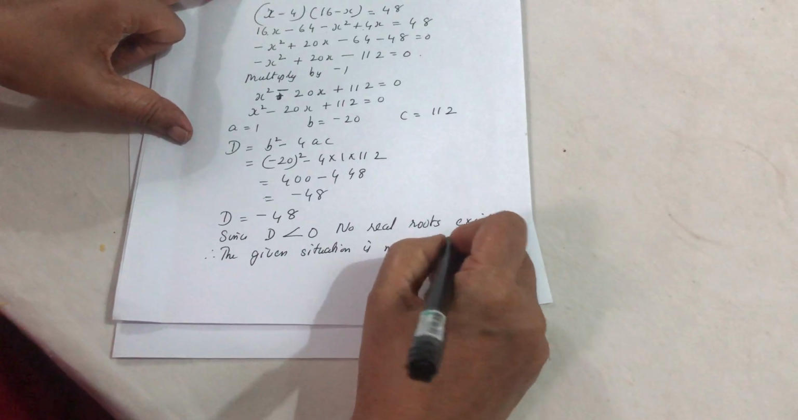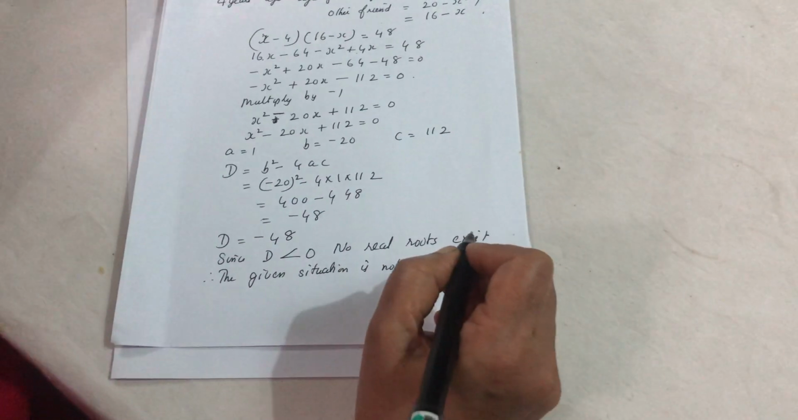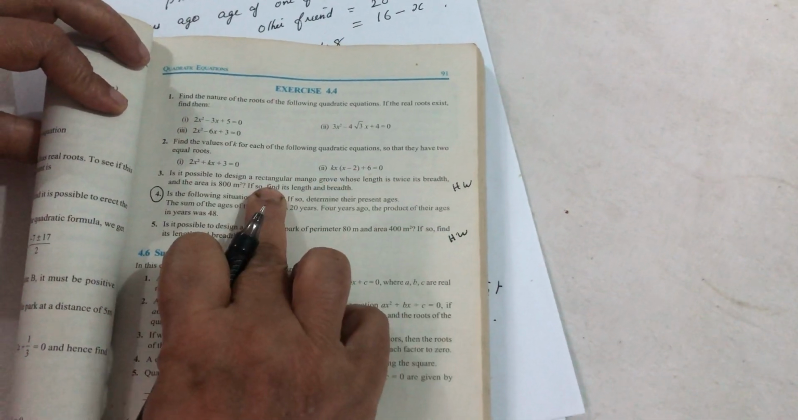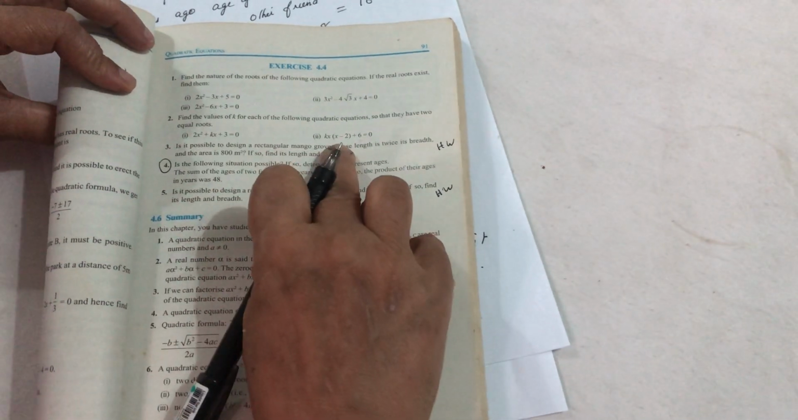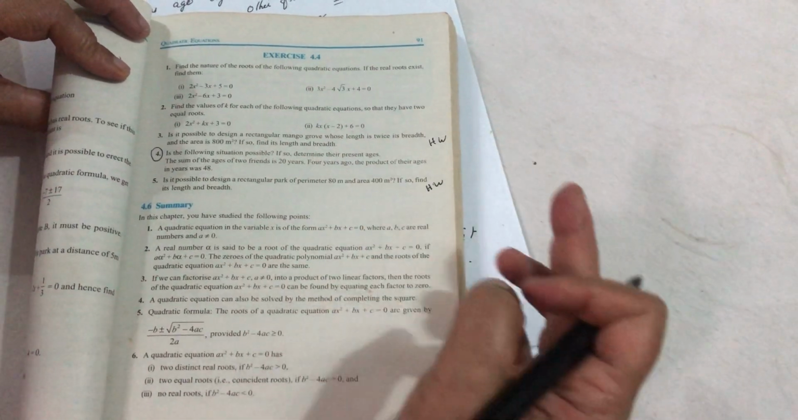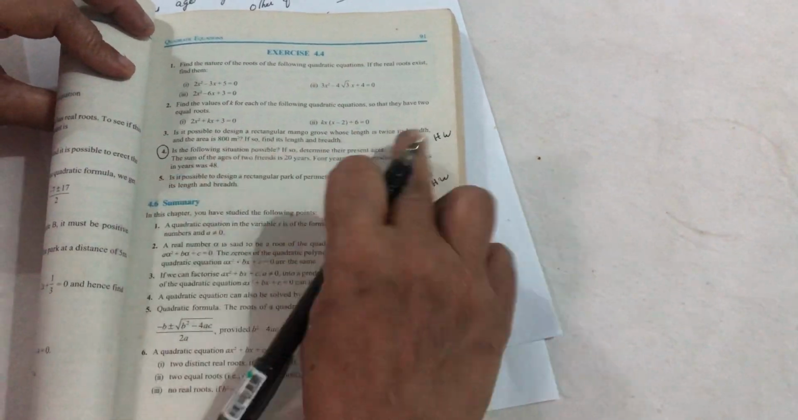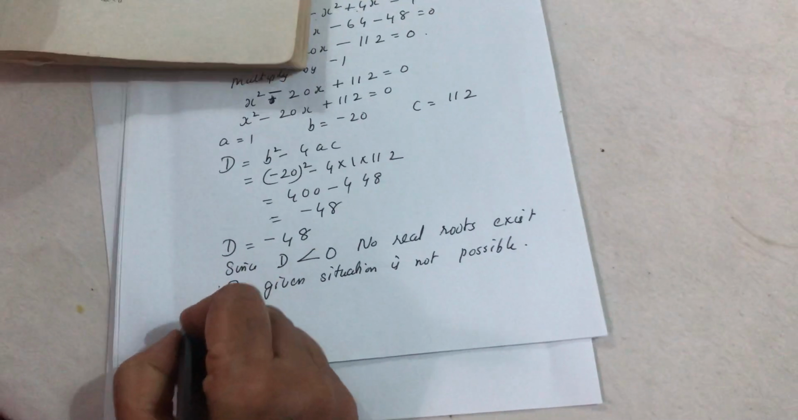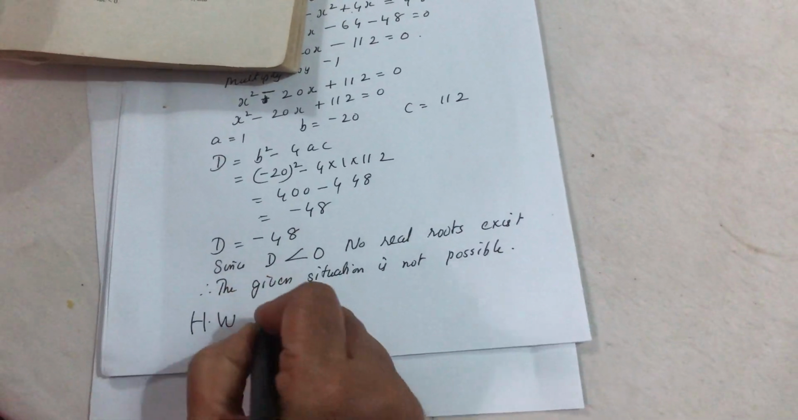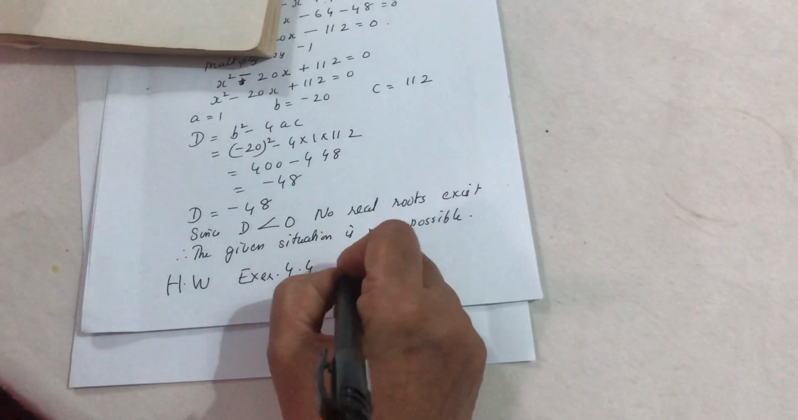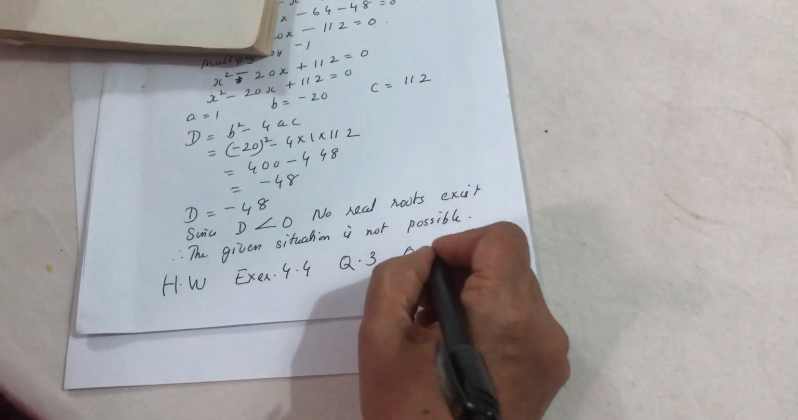It is not possible. So here there are the third and fifth questions. Same way you have to solve them. If you are getting D positive value, you have to continue. If you are getting D negative value, you write down the situation is not possible. So homework, exercise 4.4, question number 3 and question number 5.